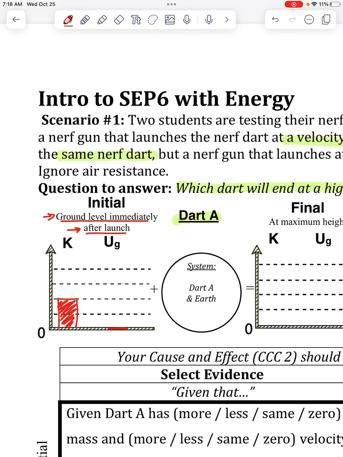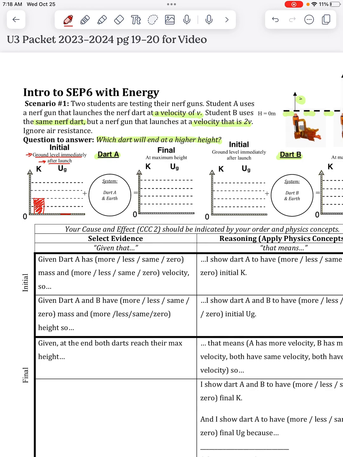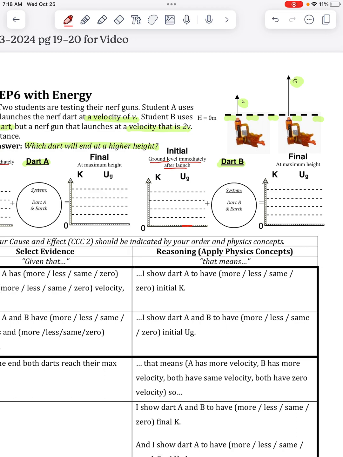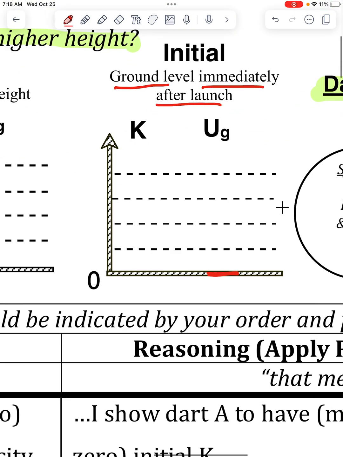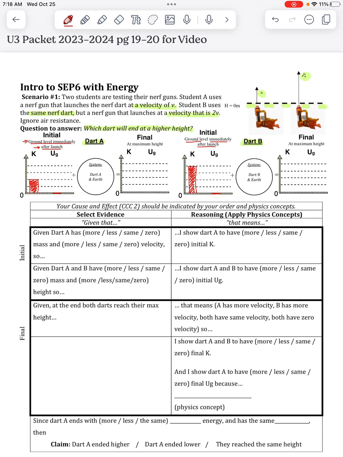Now the reason why I'm not giving it full kinetic energy is because I know I'm going to have to compare this to dart B. Dart B is also launched from ground level immediately after launch, so it has no UG. But if you recall the scenario, dart B was launched with twice the velocity. So it's going to have more kinetic energy. And so I want to set it up so that I can do that. I can make it have much more kinetic energy so that I can compare these two initial scenarios. They both start with kinetic energy, but dart B starts with more kinetic energy.